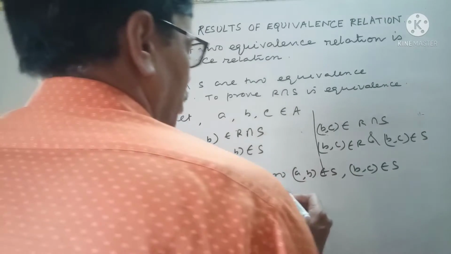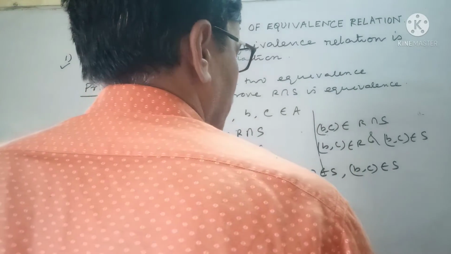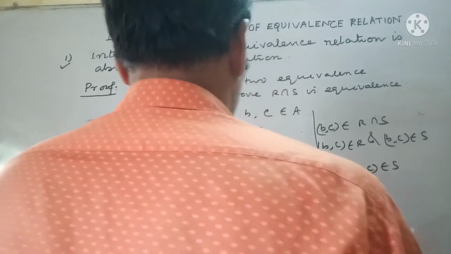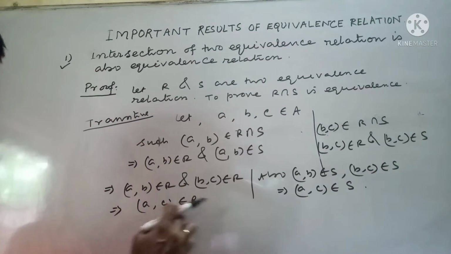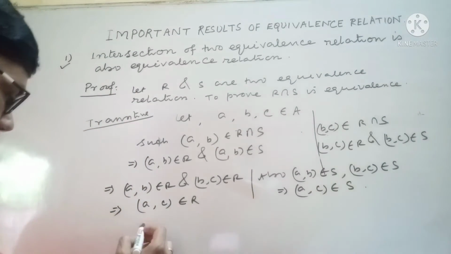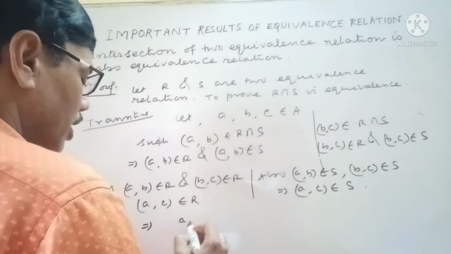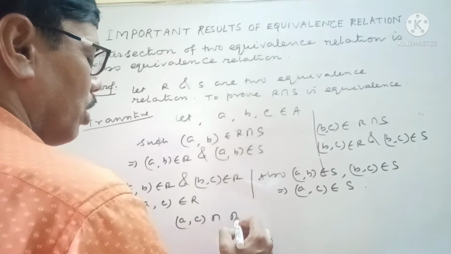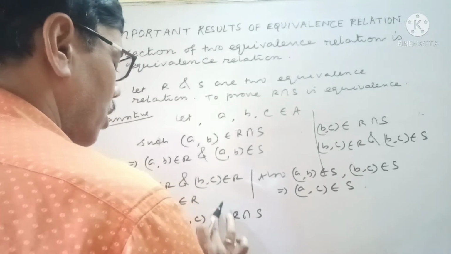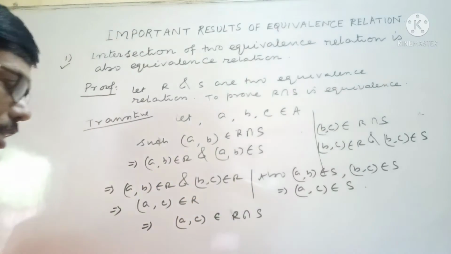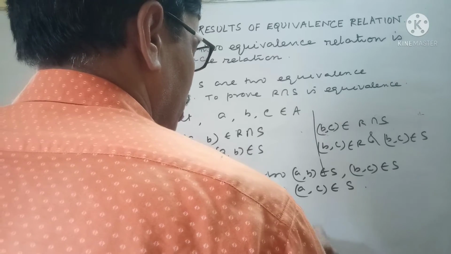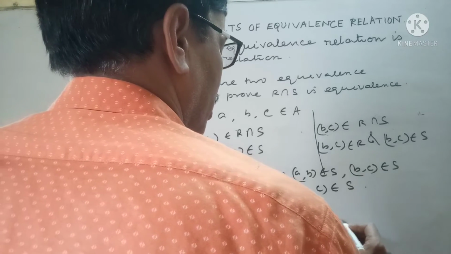Similarly S is transitive, so (a, c) belongs to S. So here (a, c) belongs to R and (a, c) belongs to S. This implies (a, c) also belongs to R intersection S. So R intersection S is transitive.